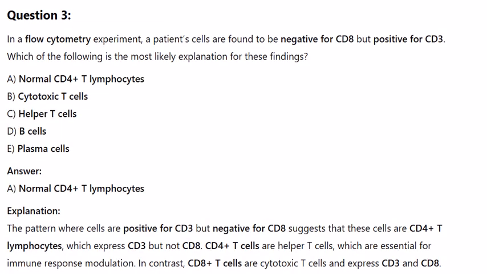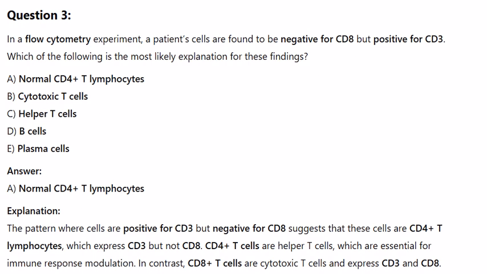Question 3. In a flow cytometry experiment, a patient's cells are found to be negative for CD8 but positive for CD3. Which of the following is the most likely explanation for these findings? A. Normal CD4 plus T lymphocytes. B. Cytotoxic T cells. C. Helper T cells. D. B cells. E. Plasma cells. Answer: A. Normal CD4 plus T lymphocytes.